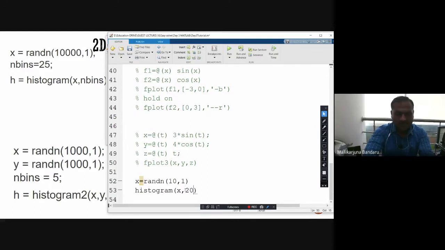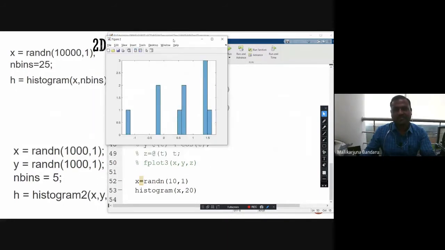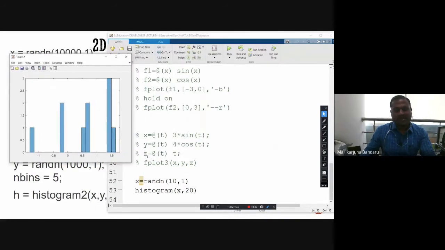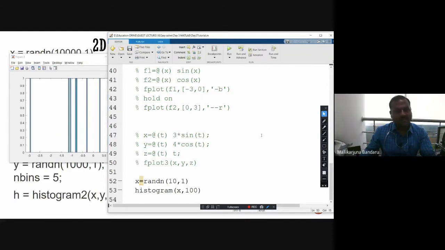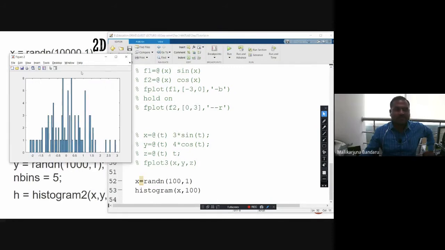Suppose you would like to generate 20 bins in between them. See this. And if you would like to increase it to, suppose, 100, you make that. The bin width is decreasing in this case. Or you would like to change the input format. See how it is: histogram of x comma 10.